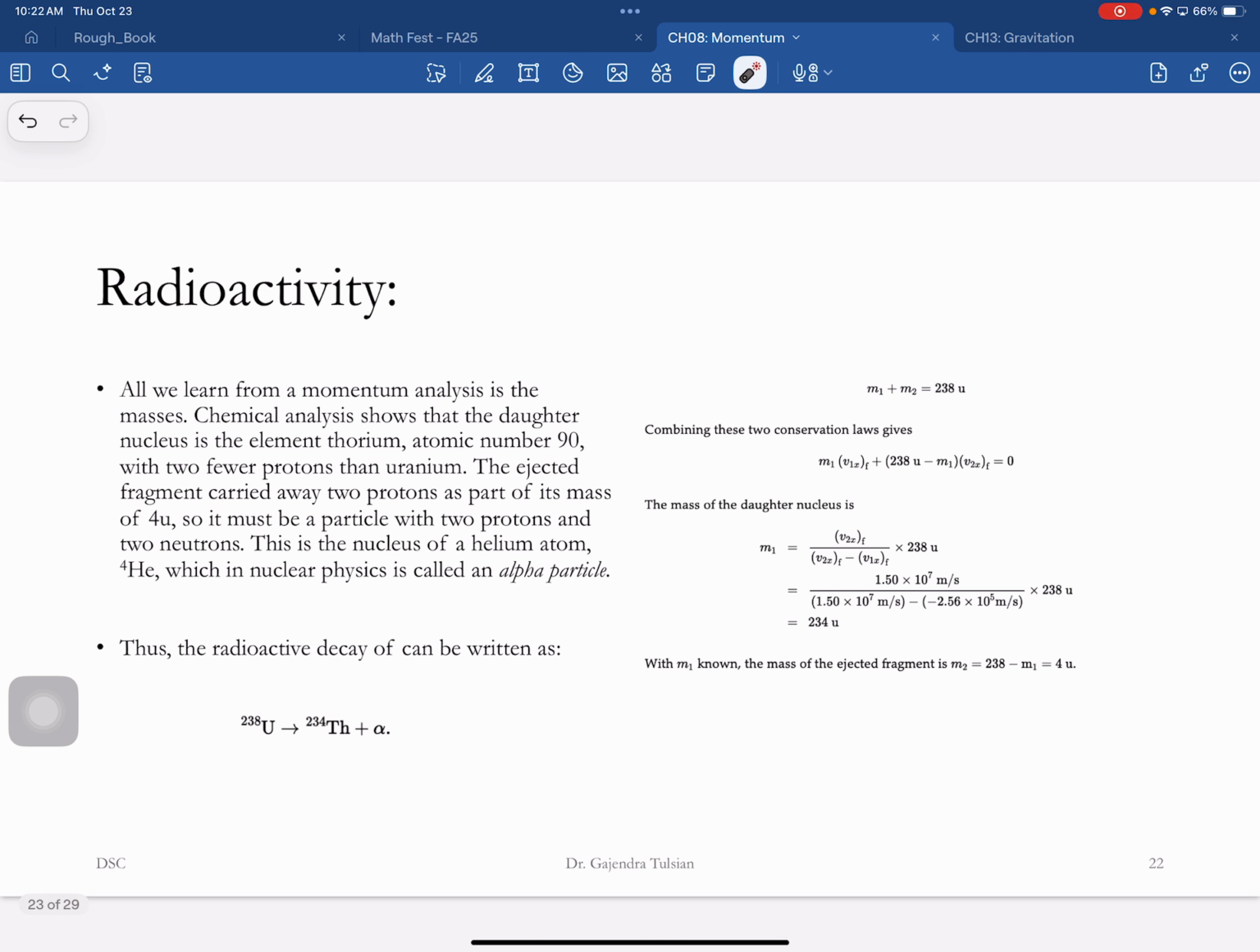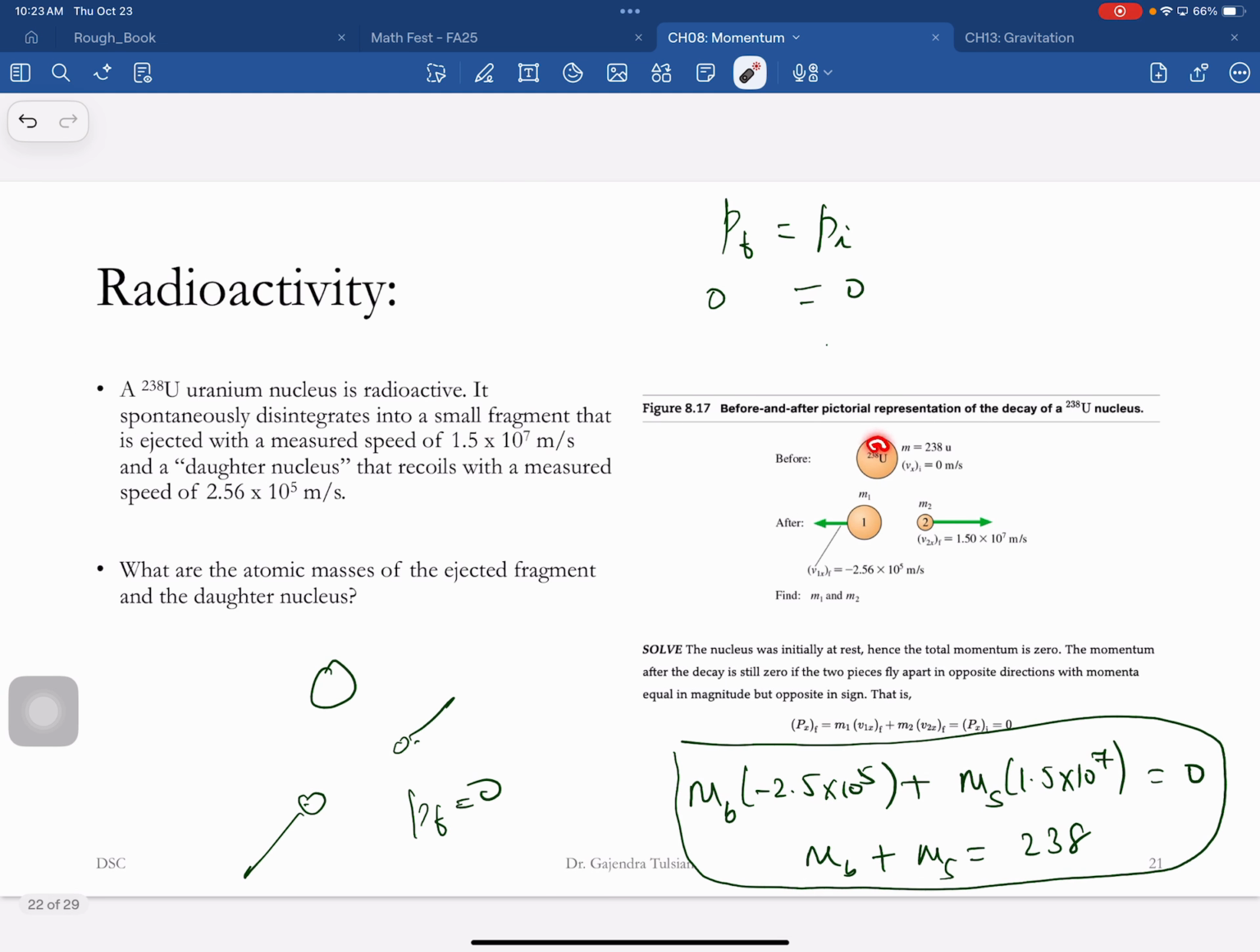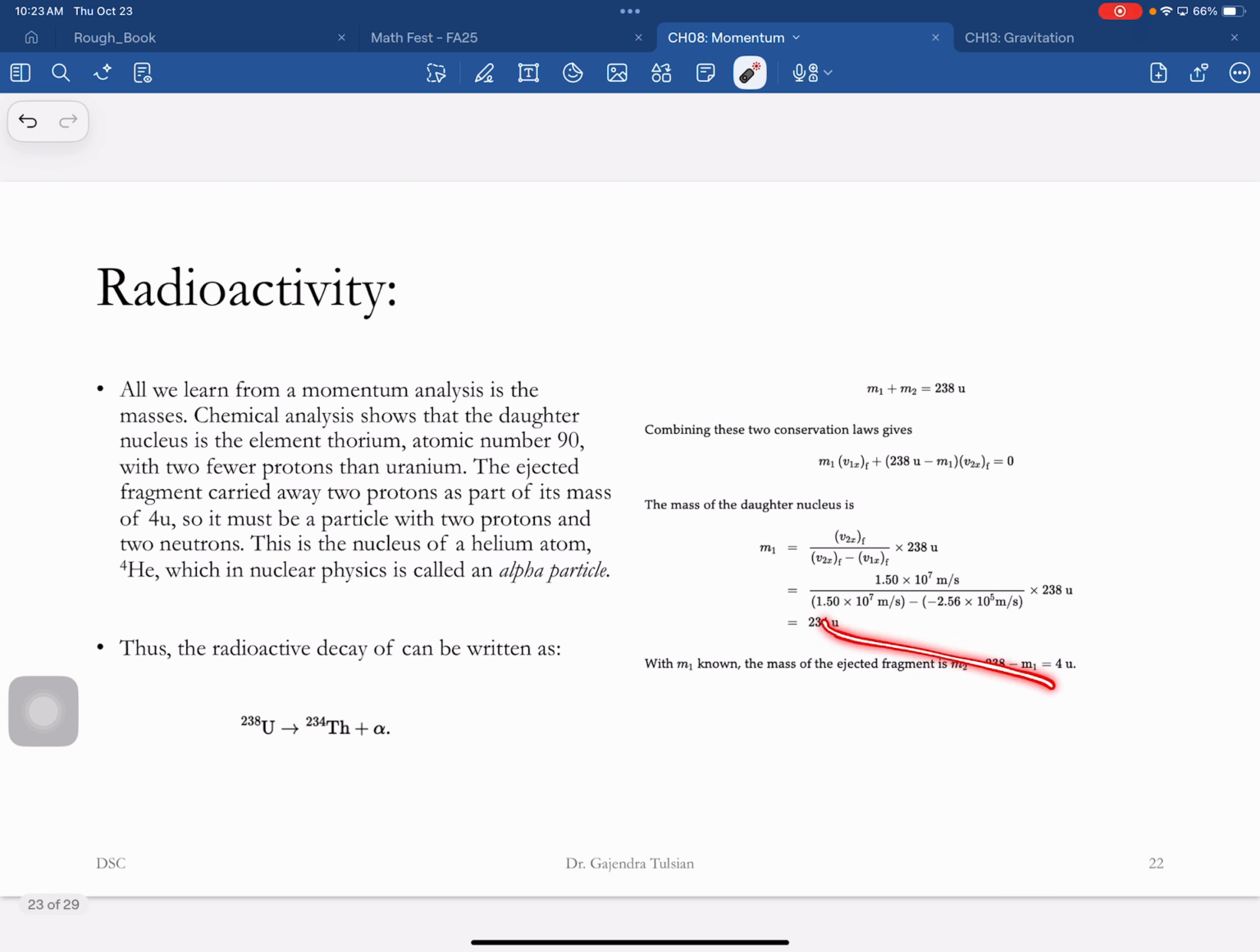It turns out, going through the calculation, that the mass of the big fragment is 234 units, and the mass of the small fragment is 4 units. 234 plus 4 is 238. So when it splits up into these two pieces, just from momentum conservation, we were able to calculate the masses of the two pieces. That's what momentum conservation allows you to do. You can calculate the two masses.